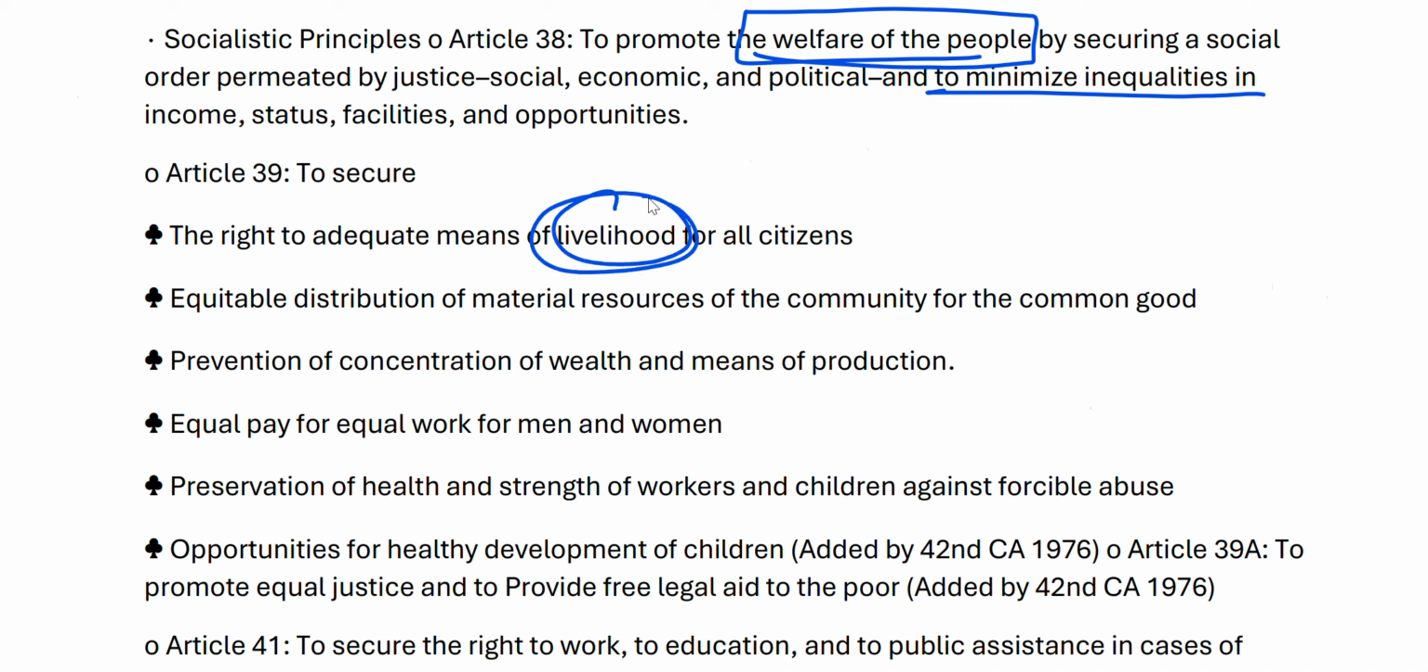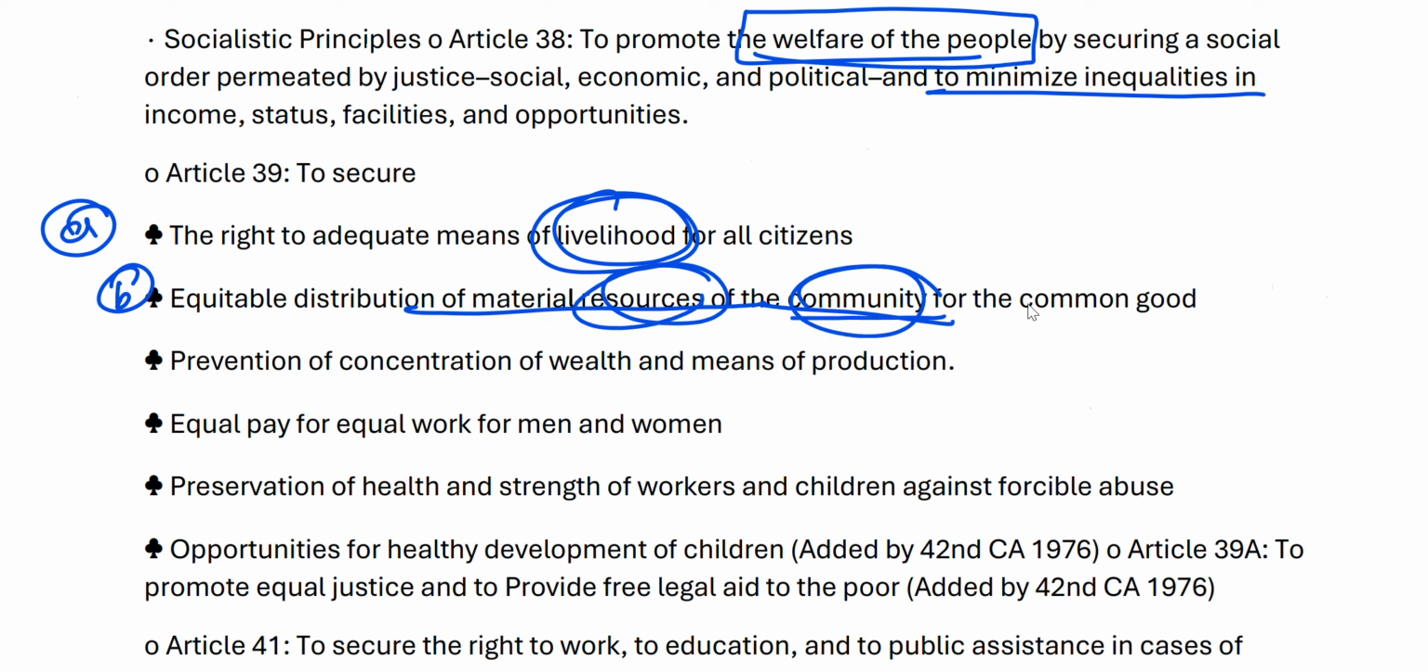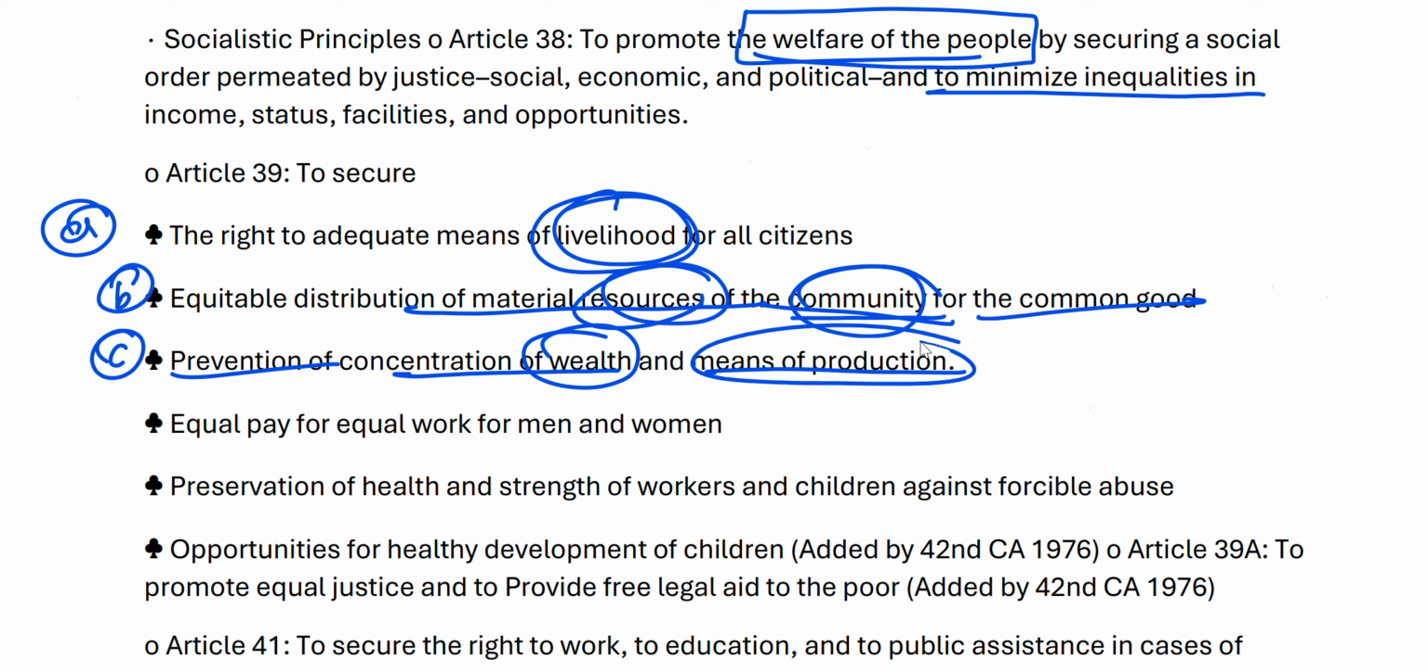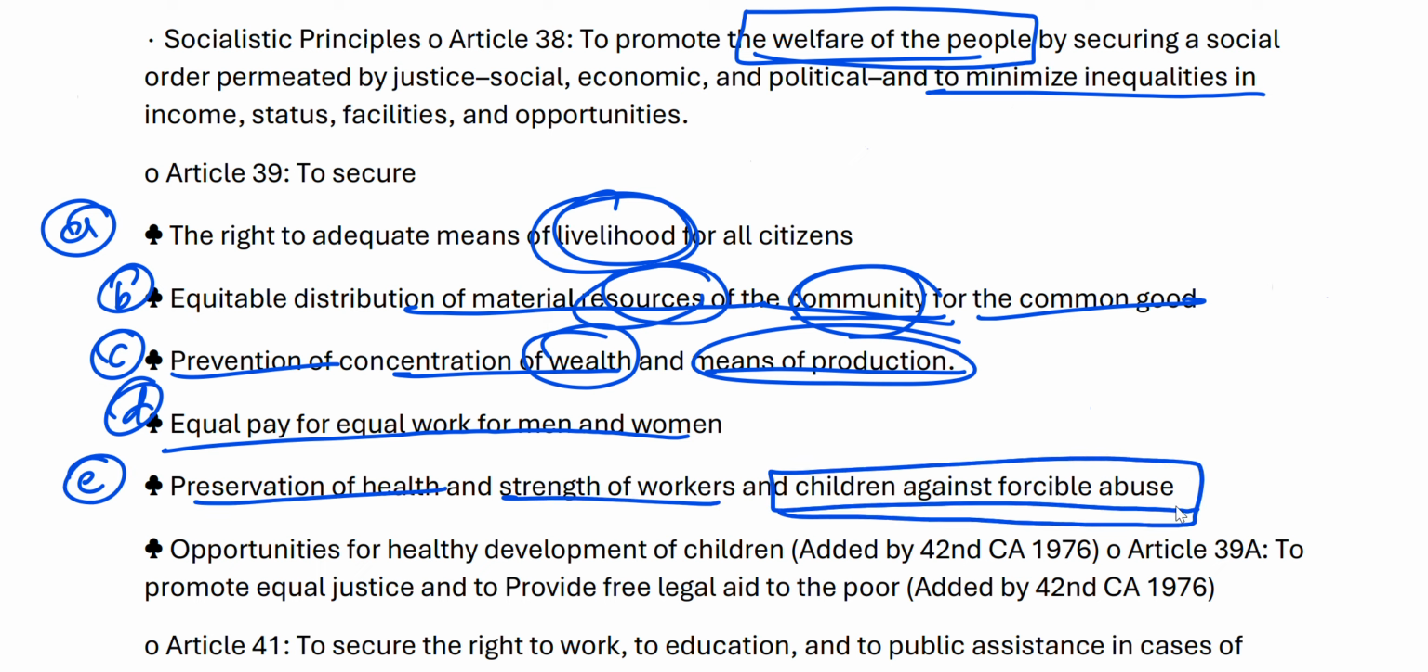While you are having livelihood, there is equal distribution of the material resources of the community. Now, what is C? Prevention of concentration of the wealth and means of production. What is D? Equal pay for equal work for men and women. E is preservation of the health and strength of the workers and the children against forcible abuse. F. Opportunities of healthy development of the children.